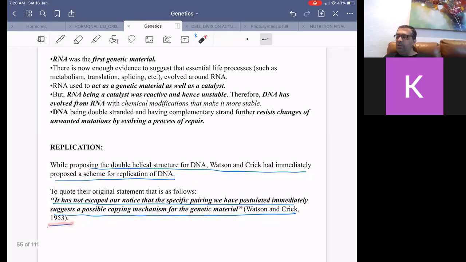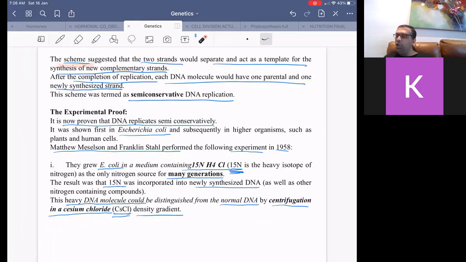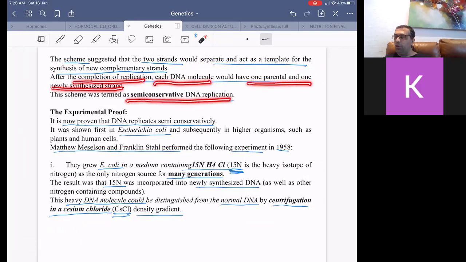And what is the meaning of this? The scheme suggested that two strands would separate and act as a template for the synthesis of new complementary strands. The two strands would separate, each strand will act as a template and help in the synthesis of new strands. After completion of replication, each DNA molecule would have one parental and one newly synthesized strand, which was called as the semi-conservative method of replication.